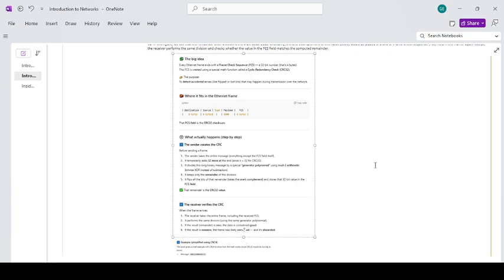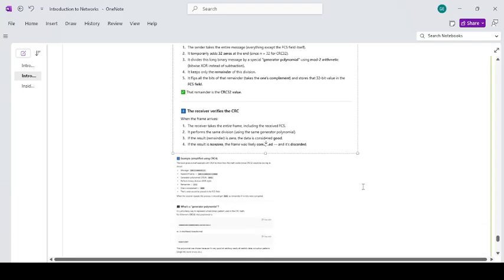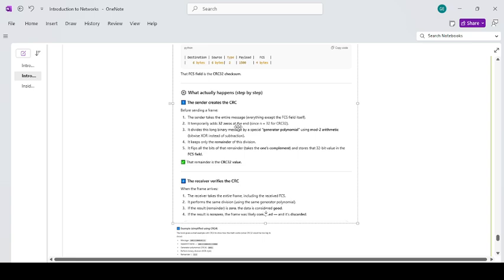The purpose is to detect accidental errors like flipped or lost bits that may happen during transmission over the network. So where it fits in the Ethernet frame: we have destination, source, type, payload, and FCS. The FCS field is the CRC32 checksum. What actually happens step by step? The sender creates the CRC. Before sending a frame, the sender takes the entire message, everything except the FCS field itself.